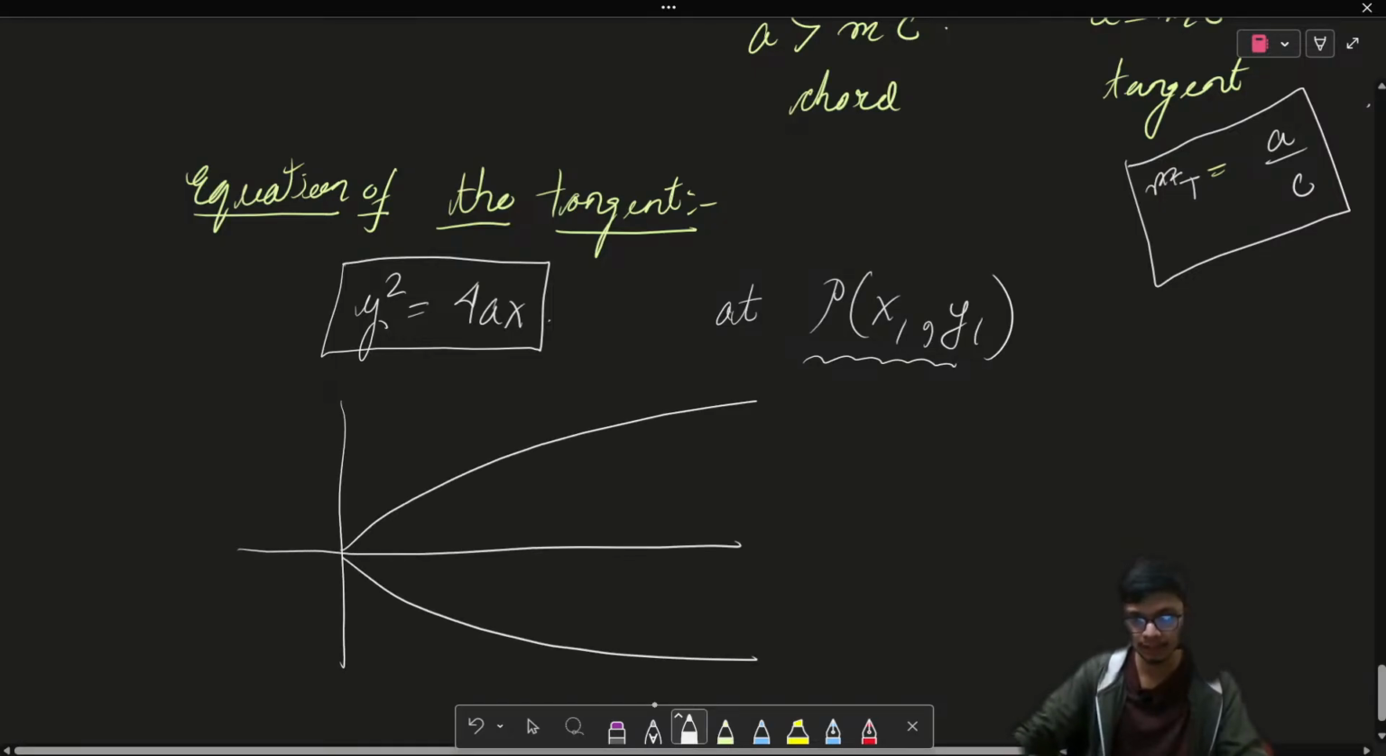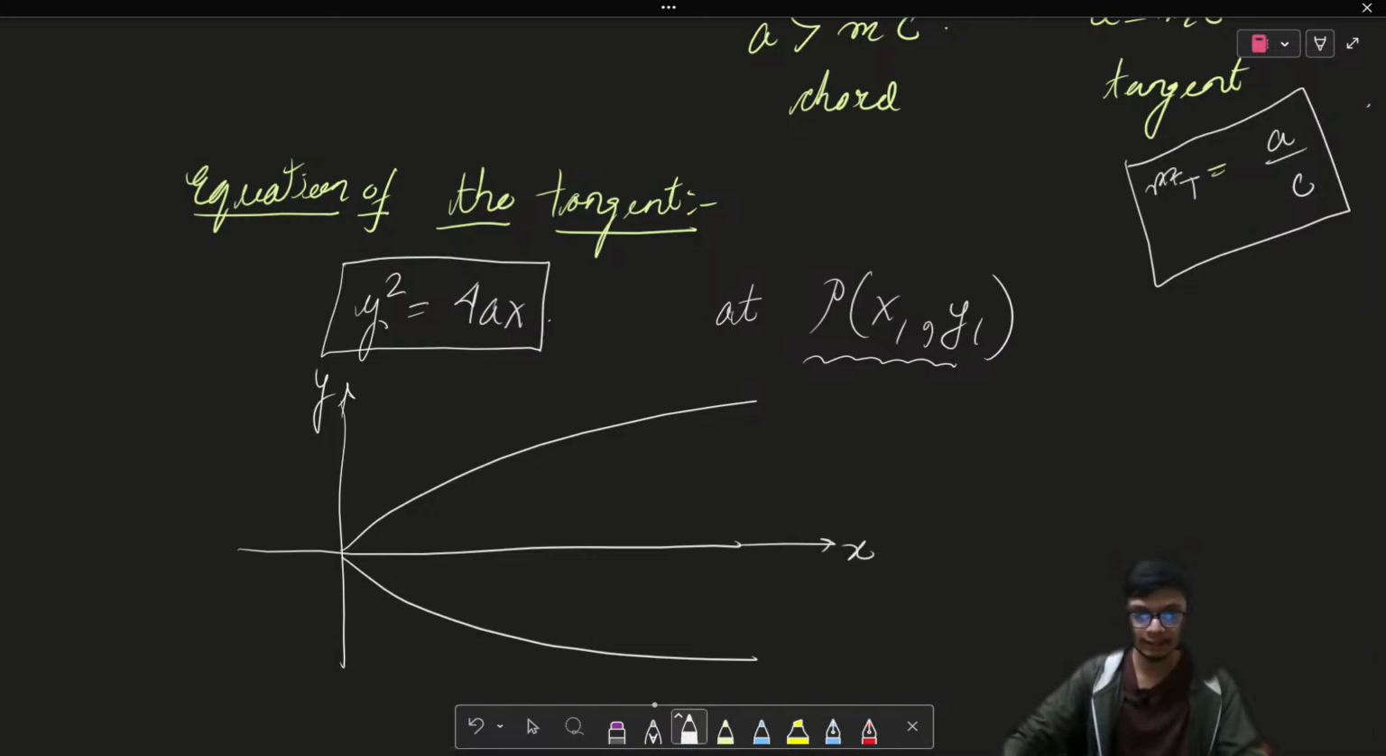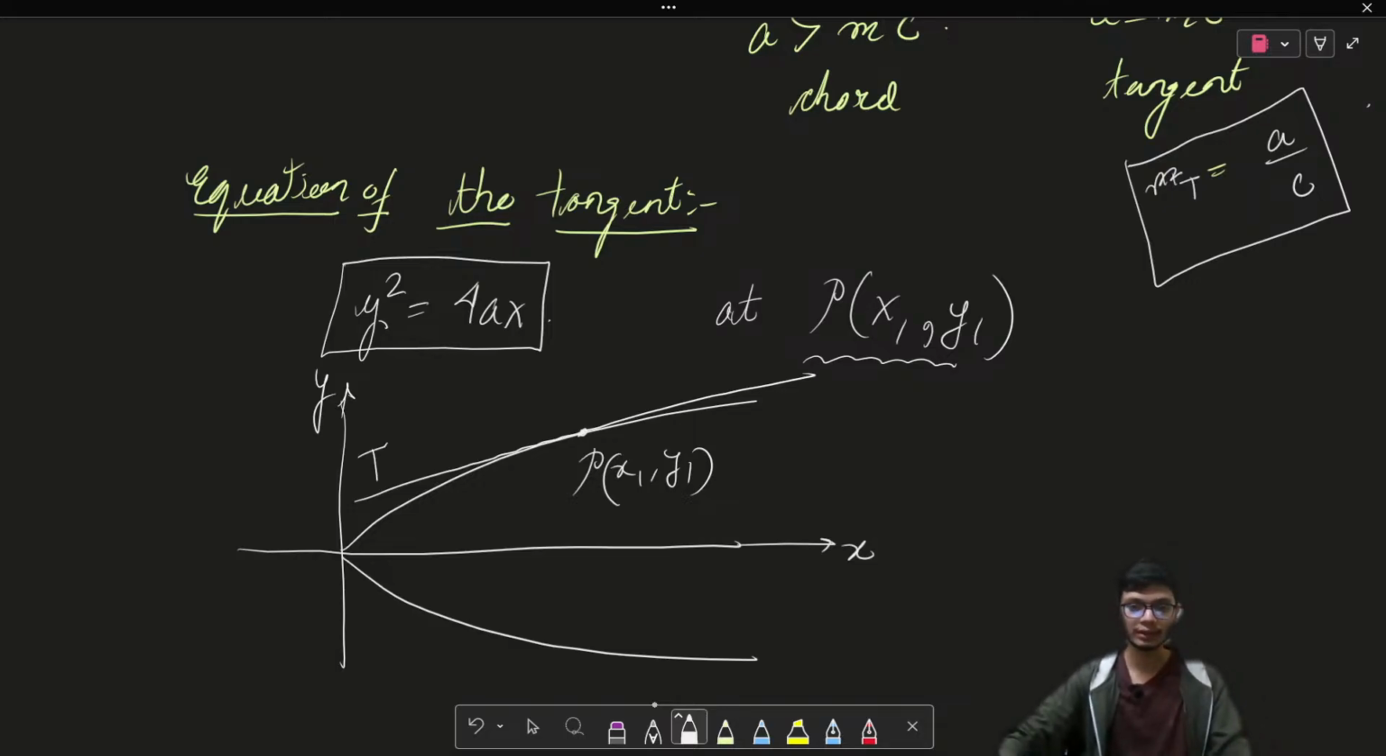We have the standard parabola, and let us say at this point P, whose coordinates are (x1, y1), I want to draw the tangent. Okay, so this is the tangent that I have drawn over here, right? So PT is my tangent, right?